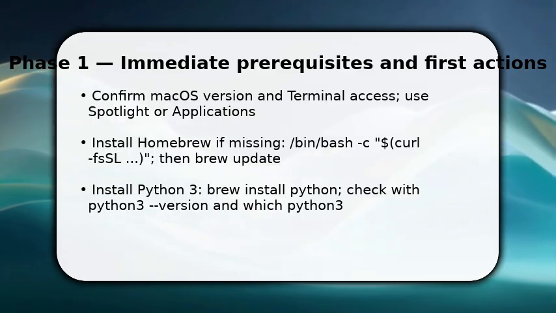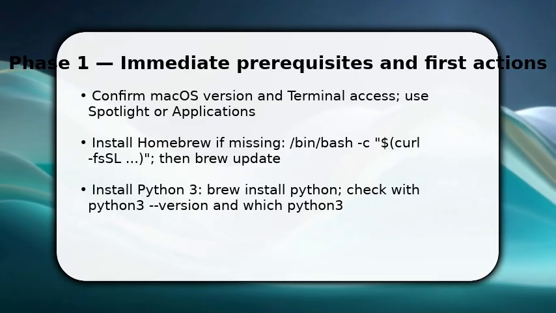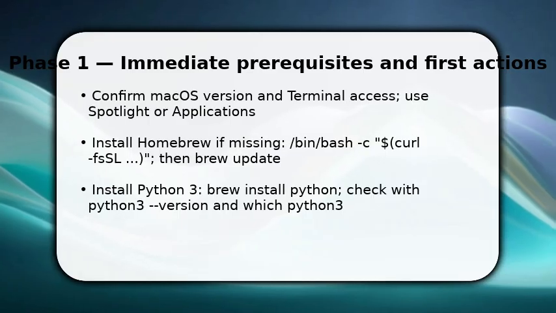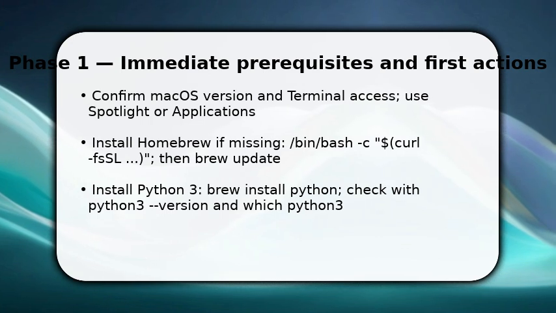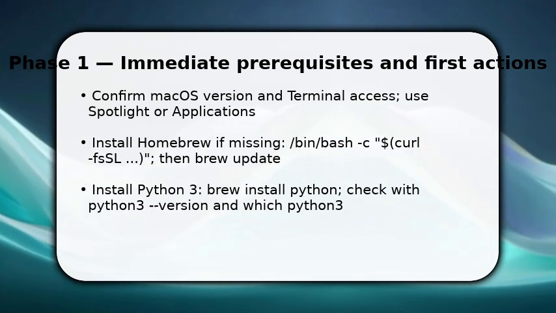Next, install Python 3 with brew install python. This keeps the system Python untouched. You're doing this because Homebrew installs isolated, updatable versions. Finally, verify installation with python3 --version, and which python3 so you know the exact path to use later.